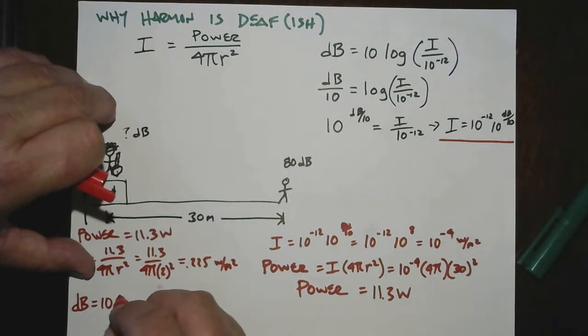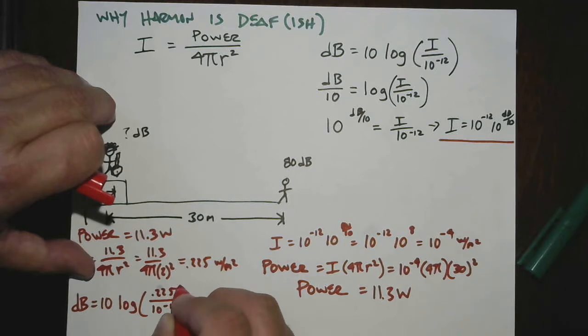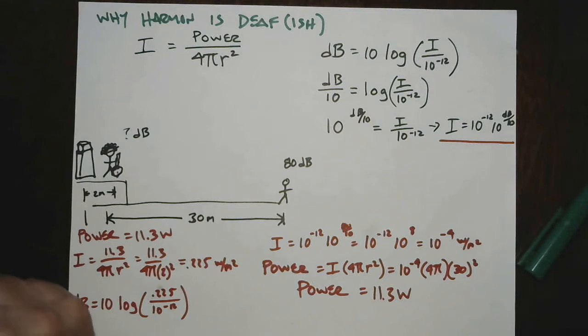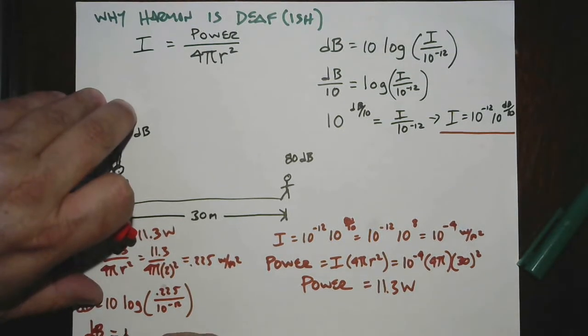That's going to be 10 times the log of 0.225 divided by 10 to the minus 12. And now, when you divide 10 to the minus 12 into something, it's like multiplying by 10 to the 12. So I'm going to multiply that answer by 10 exponent 12, and then I'm going to take the log. Okay, now I've got to find the log button on this thing. Log of that answer, and then I'm going to multiply by 10. And there it is, ladies and gentlemen. The decibel level on stage is 124 decibels.